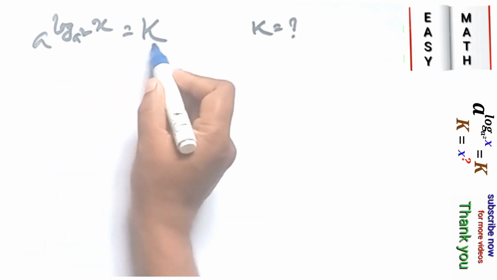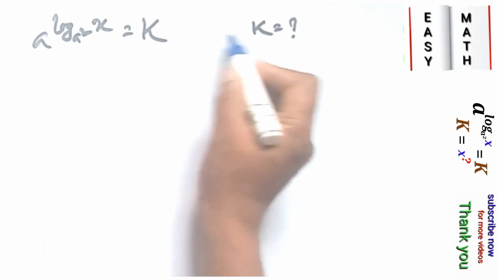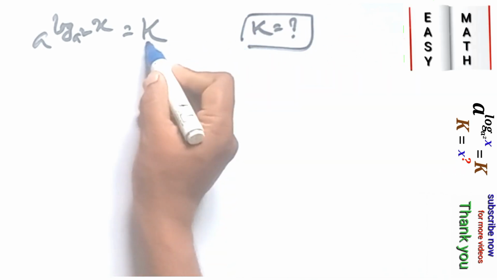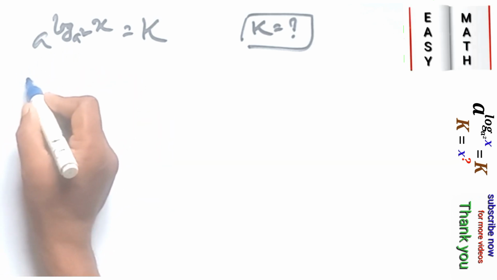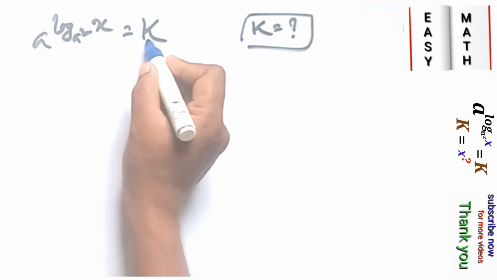This is equal to k. So find out the k value. What is the k value? First, we can write this is the k.